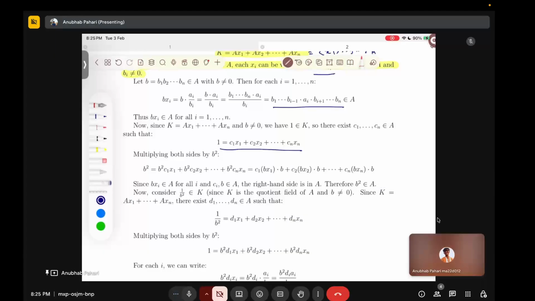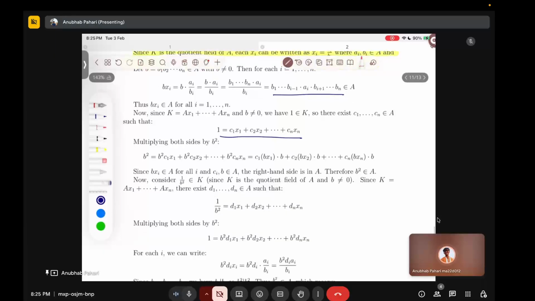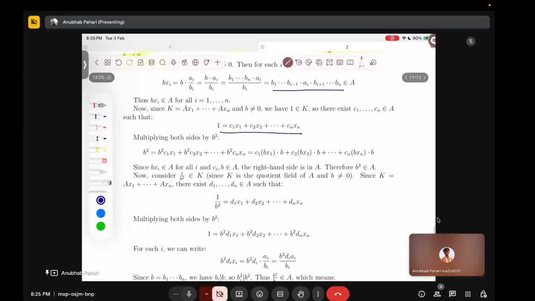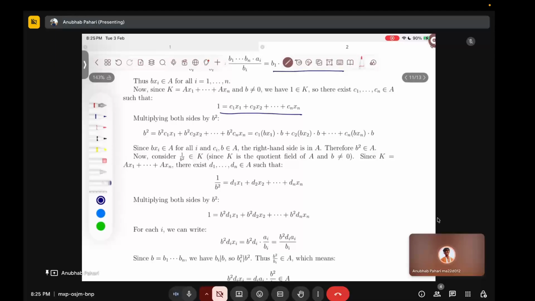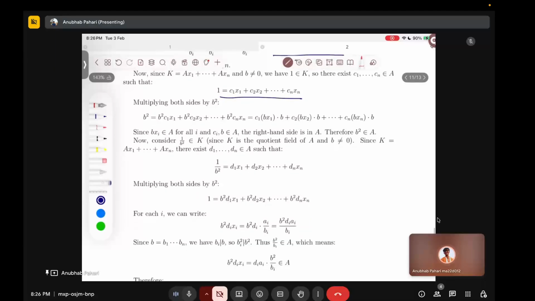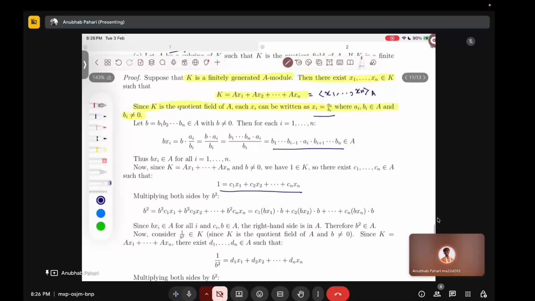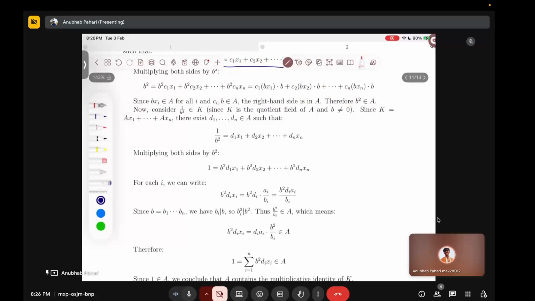Now consider 1 by b square, which belongs to K, because K is a field, so obviously its inverse is there. Now since K equals this, there exist d1 up to dn such that 1 by b square is of this form. Now again multiplying both sides by b square, you see this is happening, and for each i we can write it of this form because you took xi as ai by bi, so it should be b square di ai by bi.